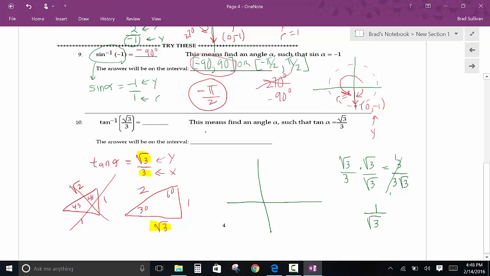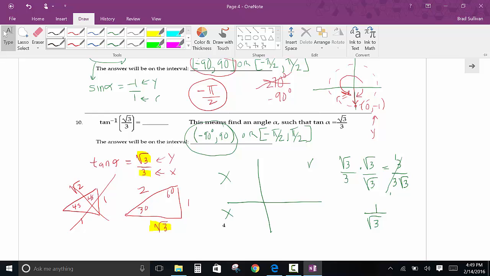Now we know that the answer to this problem must fall within the range negative 90 to 90, or in radians, from negative pi over 2 to pi over 2. Now, this is a positive value. So if you got a positive value, 1 over square root of 3, the only place that makes any sense for it to be is in quadrant 1. It can't be here or there because that's out of the specified range of answers on an inverse tangent.